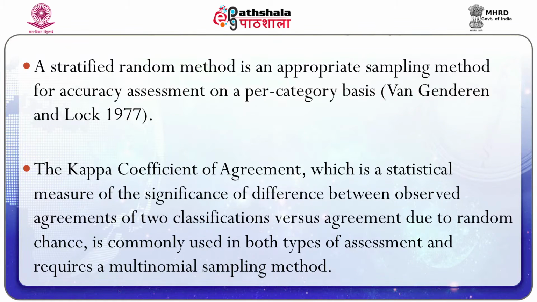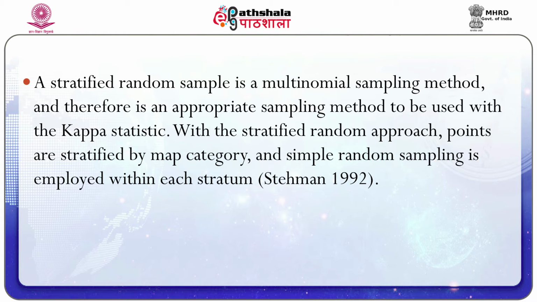The kappa coefficient is a statistical measure of the significance of the difference between the observed agreement of two classifications versus the agreement due to random chance. It is commonly used in both types of assessment and requires a multinomial sampling method. A stratified random sample is a multinomial sampling method and therefore is an important sampling method to be used with the kappa statistic. With the stratified random approach, points are stratified by map category and simple random sampling is employed within each stratum.